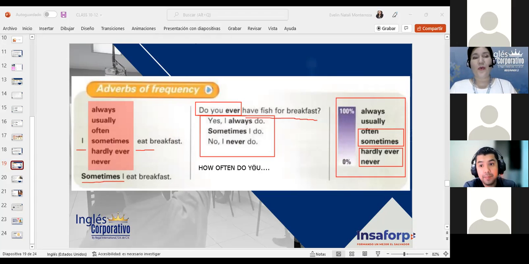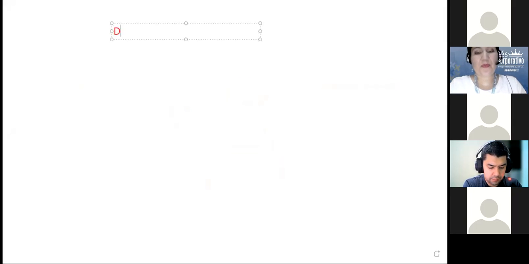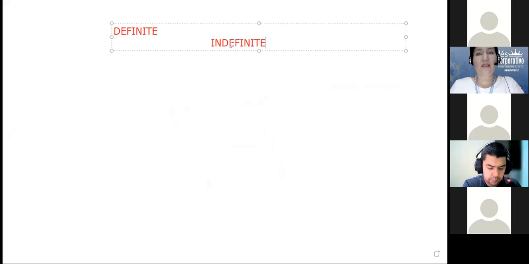Yeah. So when you say, how often do you, it's like, ¿qué tan seguido? And this takes me to a little explanation that I want to do. Here, I am going to share the board for everybody. Here we have two categories. We have definite and indefinite. When you have different types of adverbs of frequency, we can have adverbs of definite frequency.